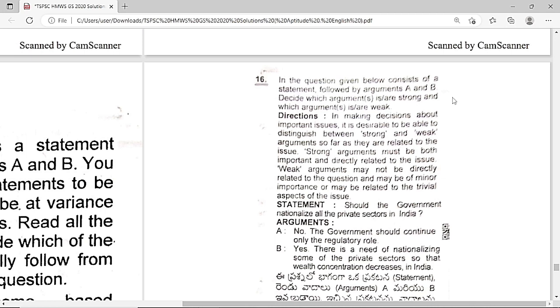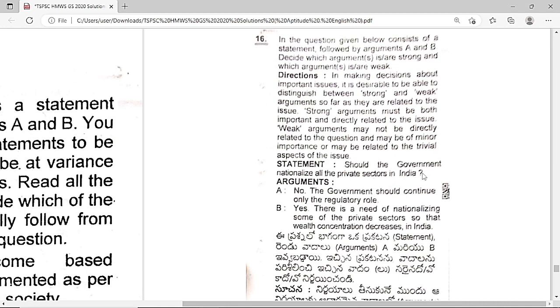So now we will discuss the statement and the arguments. Listen carefully. What is the statement they have given? Should the government nationalize all the private sectors in India? So this is the statement they have given. Should the government nationalize all the private sectors in India? So what are the arguments? A, no. The government should continue only the regulatory role.